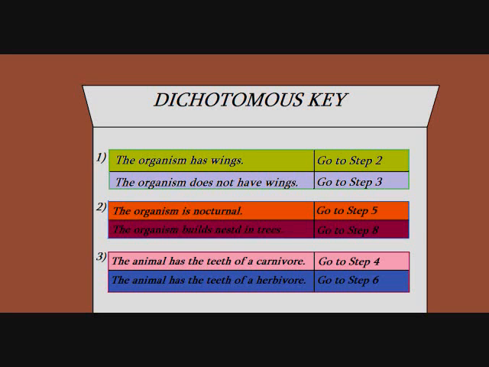A dichotomous key is a table used to identify organisms. It uses a series of descriptive statements to narrow down what animals or plants you are trying to identify. It has a series of steps that identify the organism. Each step has about 2 choices.